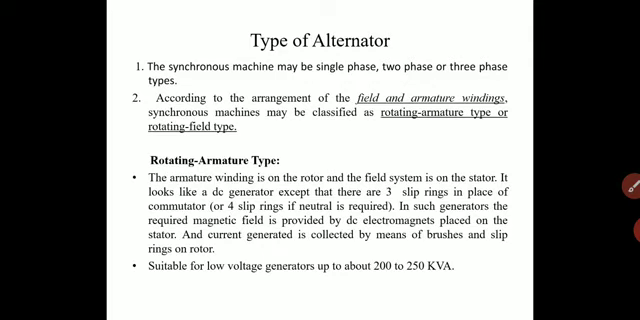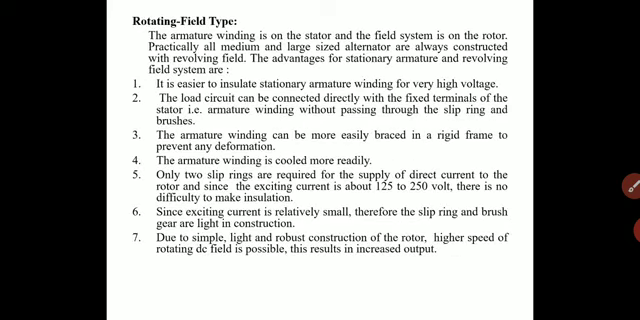In such a generator, the required magnetic field is provided by a DC electromagnet placed on the stator, and the current generated is collected by means of brushes and slip rings on the rotor. This type of alternator is suitable for low voltage generators up to about 200 to 250 kVA.